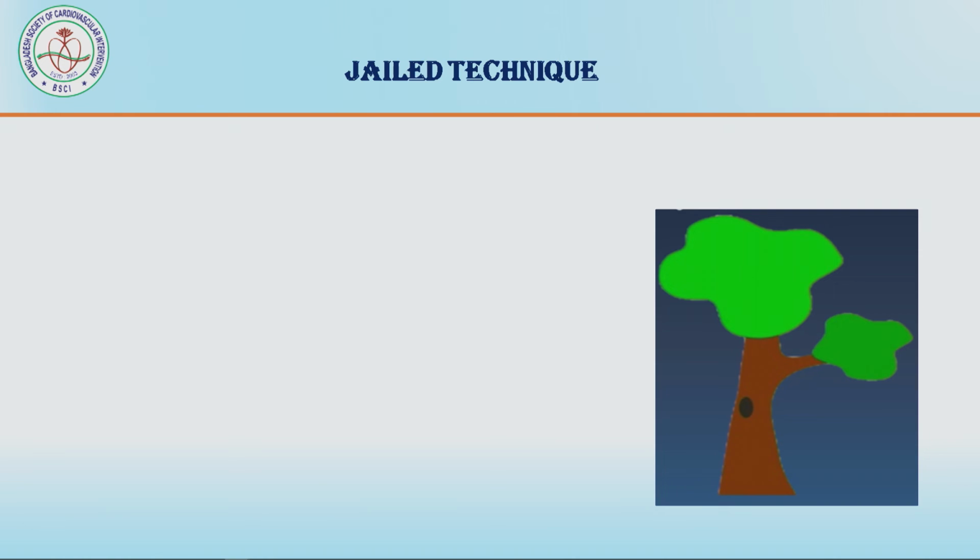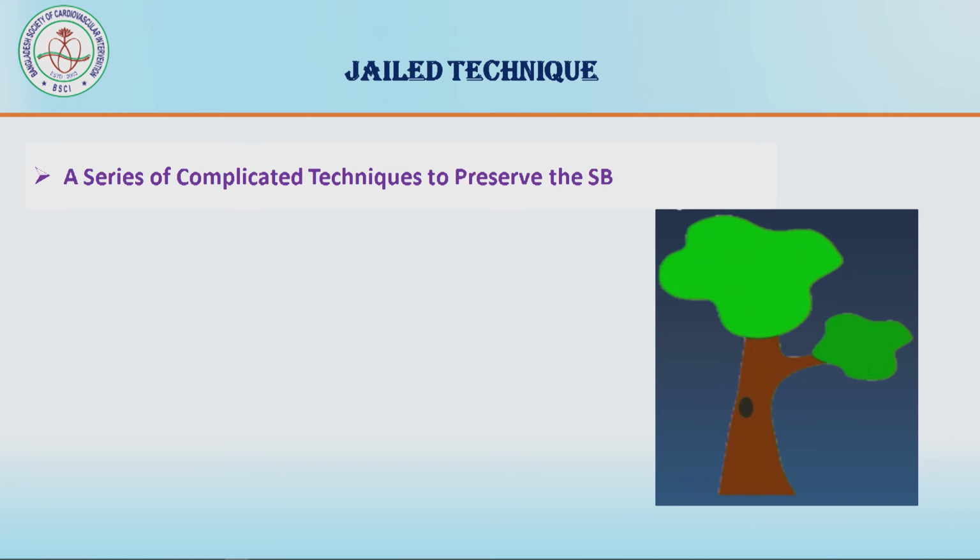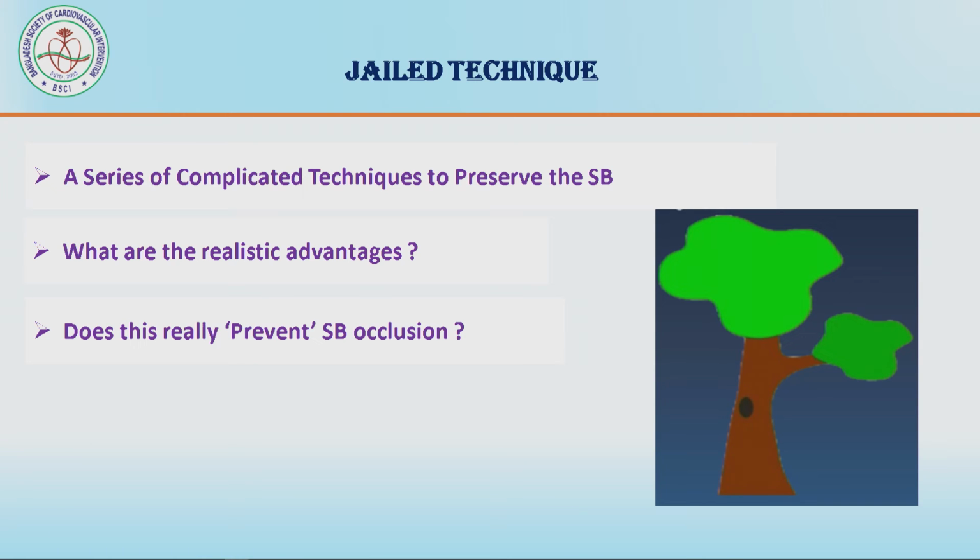So the jailed balloon technique is a series of complicated techniques to preserve the side branch. What are the realistic advantages? Yet to know. Does it really prevent side branch occlusion? Is rewiring and kissing balloon needed? So yet to be answered.